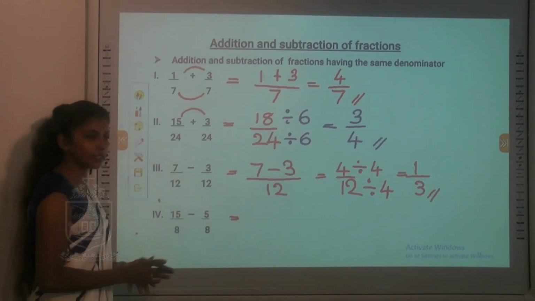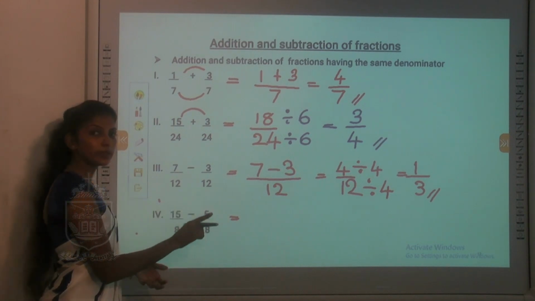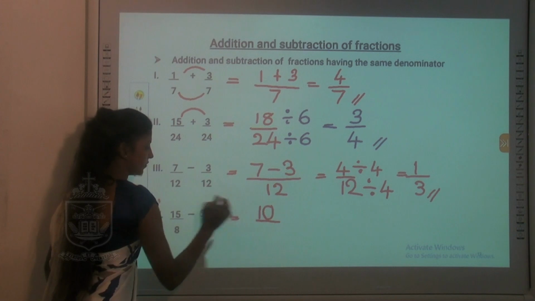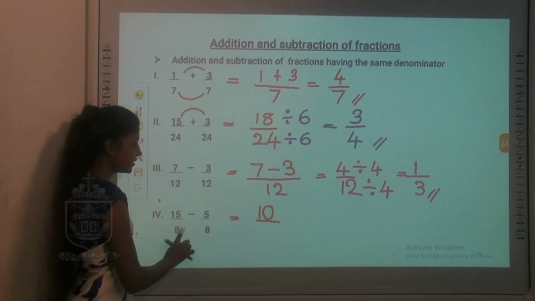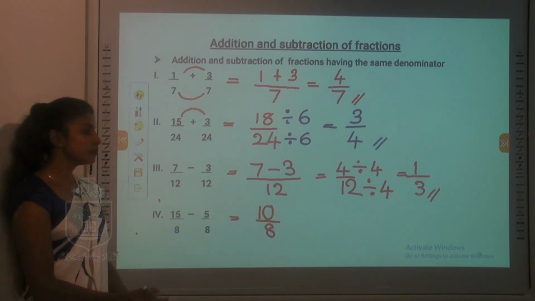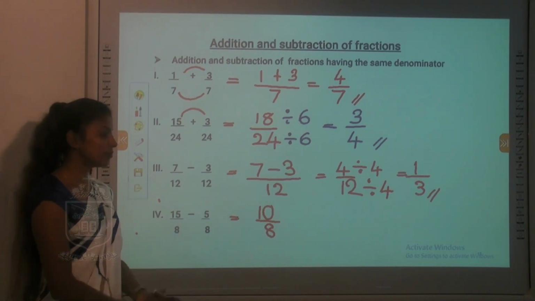So I'm going to put the direct answer. 15 minus 5 answer is 10. Denominator is 8. Now what about this fraction? Is it proper or improper? It is an improper fraction.